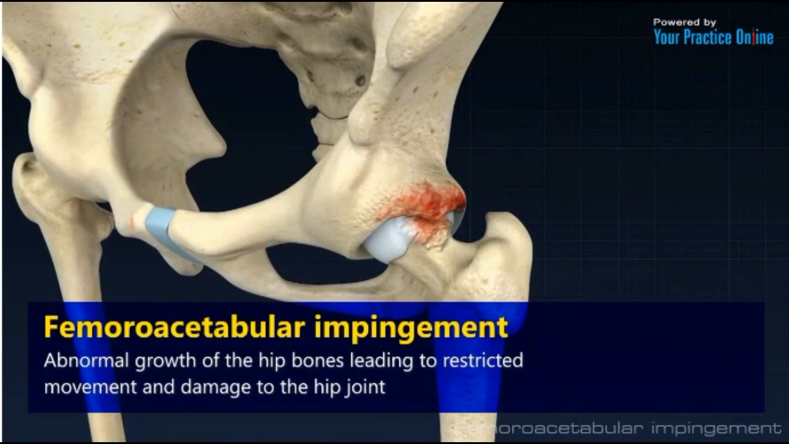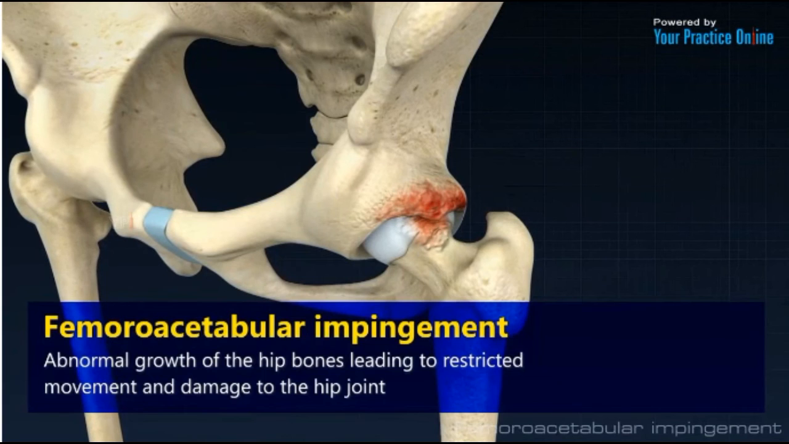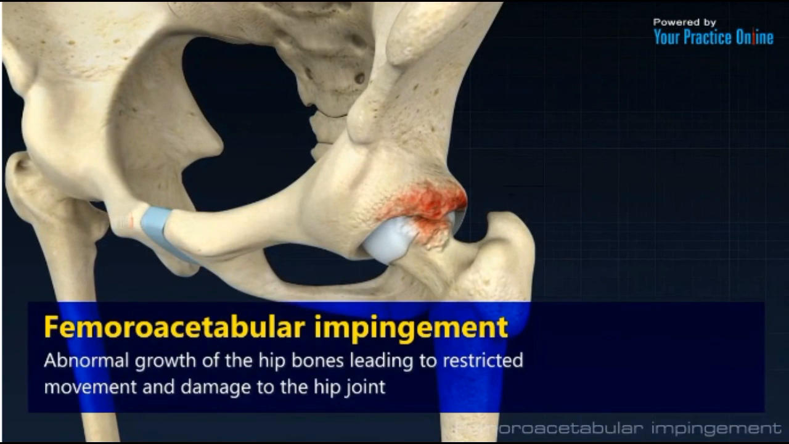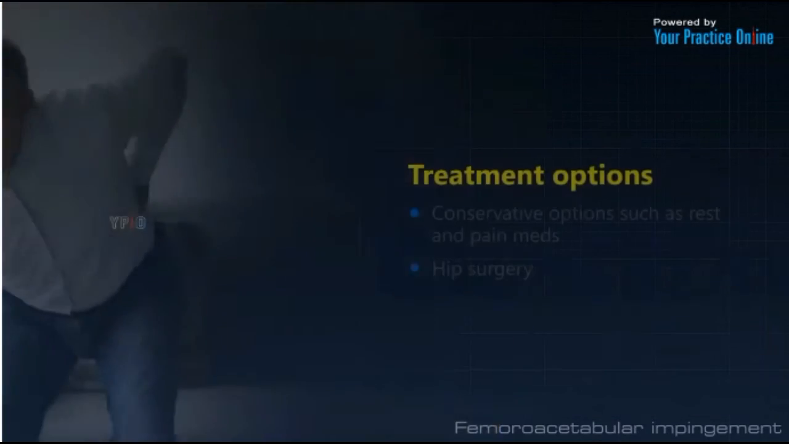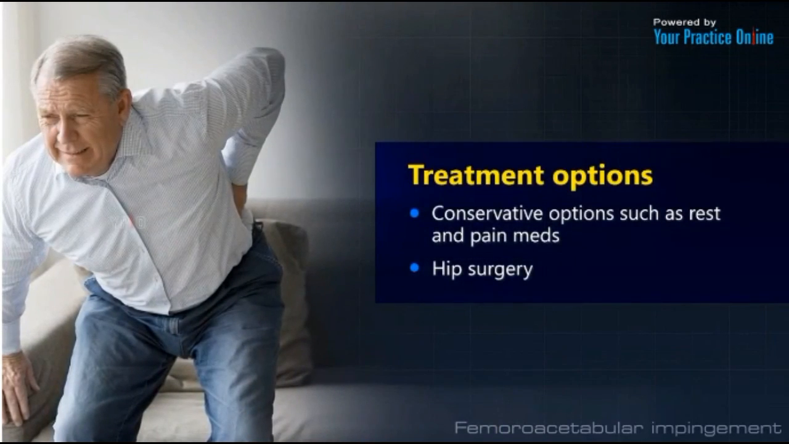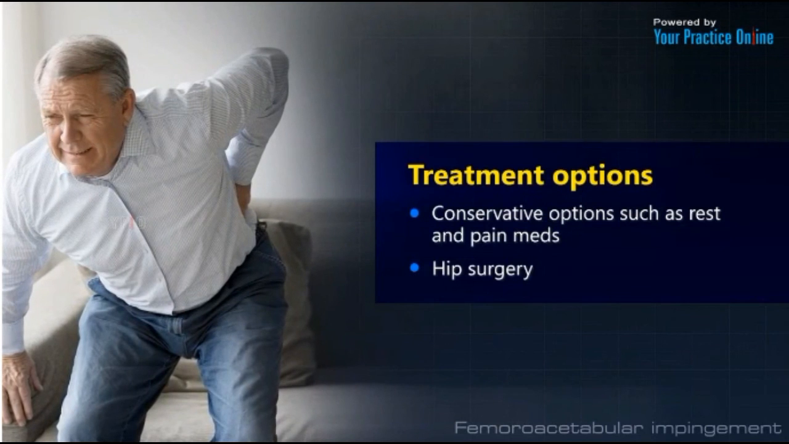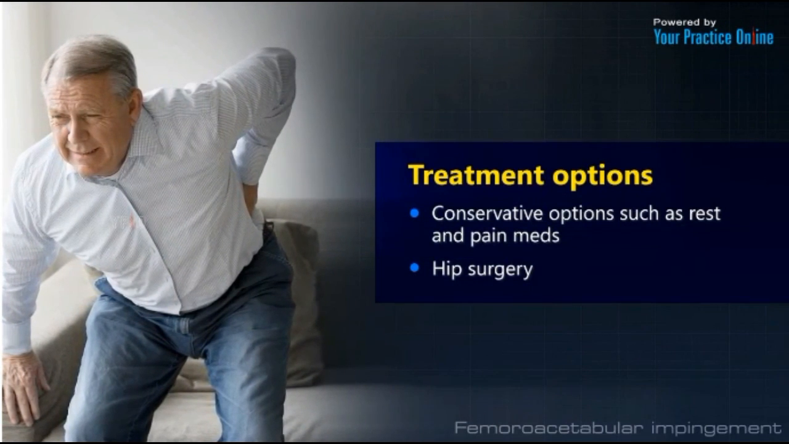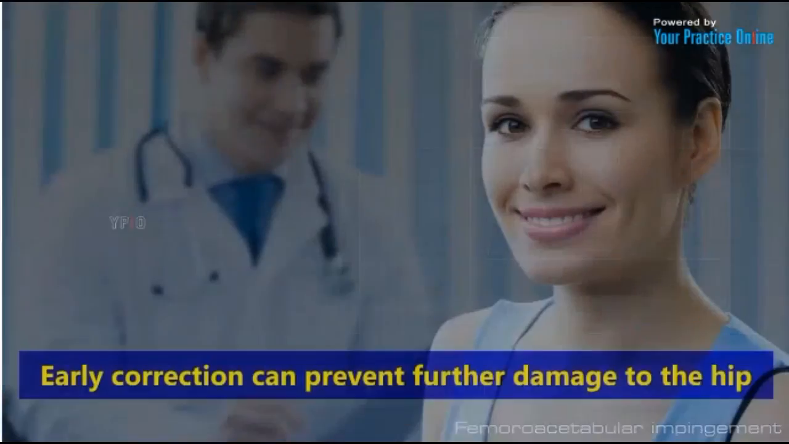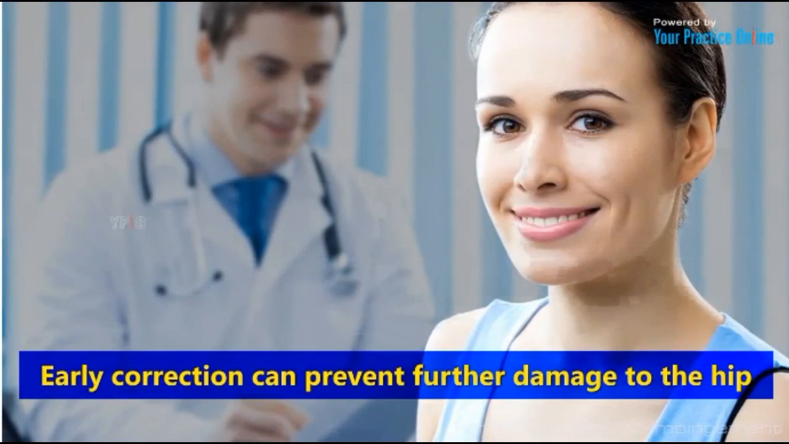Femoroacetabular impingement is a condition that occurs from abnormal growth of the hip bones, leading to restricted movement and damage to the hip joint. Groin or hip pain caused by the impingement can be treated with conservative options such as rest and pain meds, or may require hip surgery. Early correction can prevent further damage to the hip.